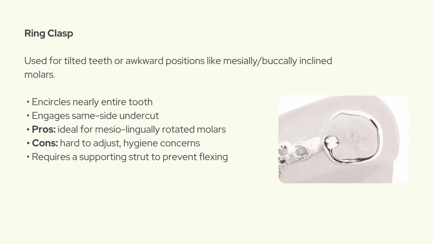This clasp basically wraps around almost the whole tooth to engage an undercut that's on the same side as the rest seat, which can be super useful when other options won't work. That said, it's not without its issues. It covers a lot of tooth surface, which makes hygiene tougher, and it's notoriously hard to adjust. Plus, the supporting strut is essential. Without it, the clasp can flex and lose its reciprocal function.